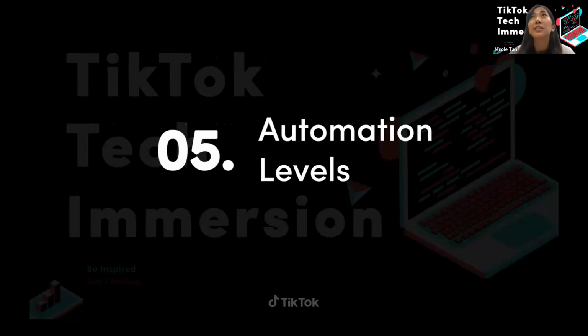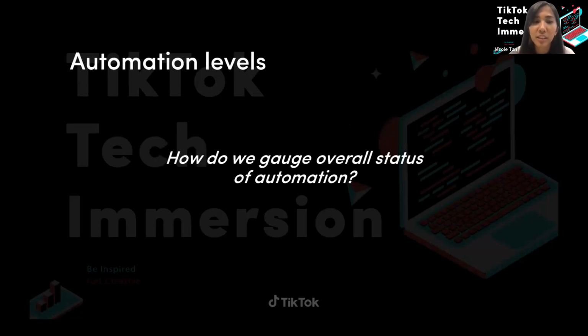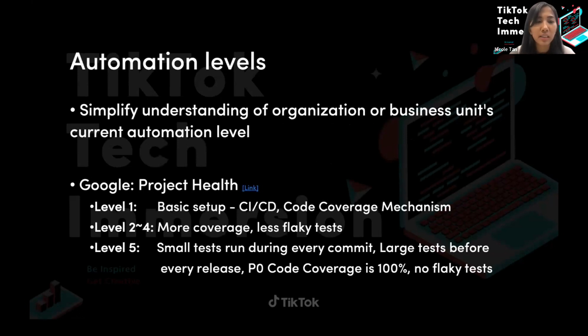Okay. So we have those four levels, but usually, with so many business units inside TikTok, we want a way to simplify automation levels. Like, what's the status of this business unit in terms of automation? It helps us simplify understanding of the organization or the business unit's current automation level.